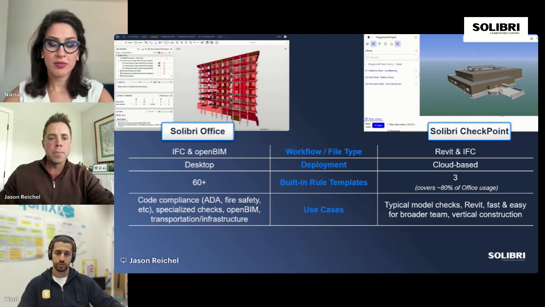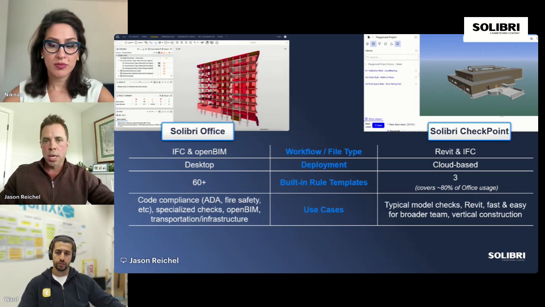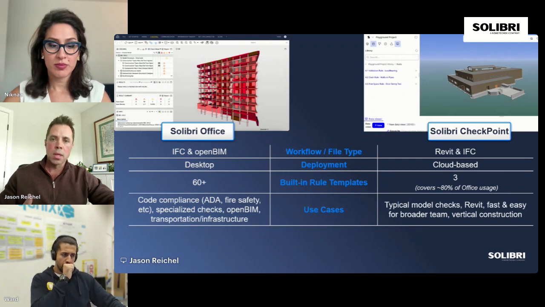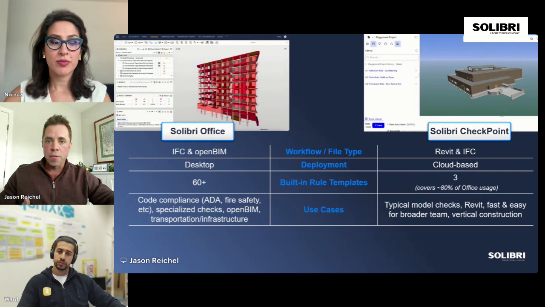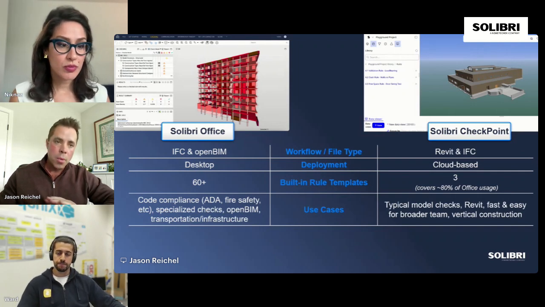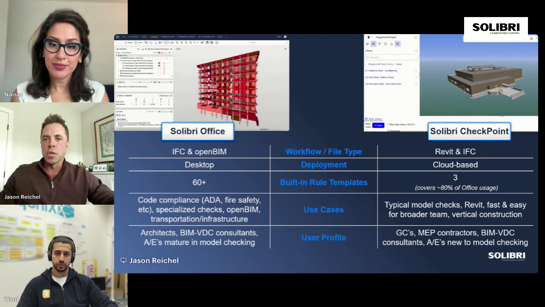With Solibri Checkpoint, again, it's a lot of the typical model checks. It's covering that 80% of what everyone's doing. I want to run geometrical checks, and I want to validate data. I want to use Revit files. I don't want to convert to IFC. And I want to democratize my model checking a little bit so it's not just stuck to a few power users in the office.